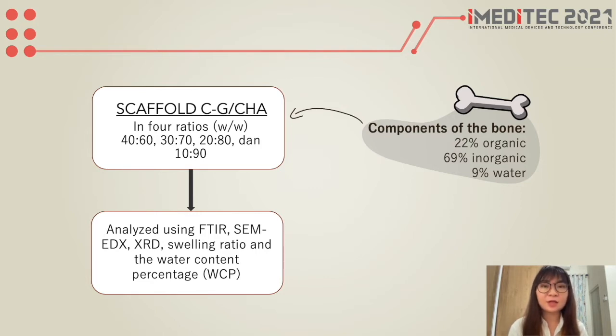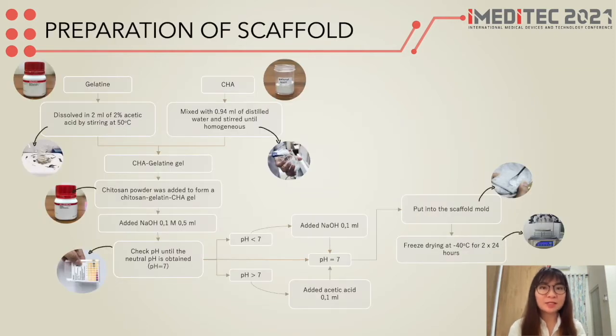The characteristics were analyzed using Fourier transform infrared spectroscopy, a scanning electron microscope energy dispersive X-ray, X-ray diffraction, swelling ratio, and the water content percentage. The preparation of composite scaffold.